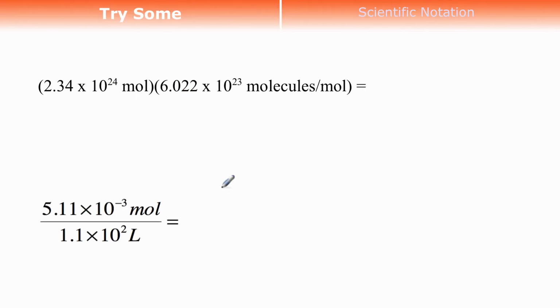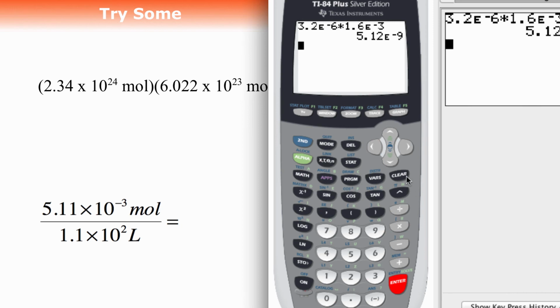Here's a couple of good questions. If I've got this many moles of something and I want to multiply by that, I could do that on my calculator. Here's another concentration kind of question. If I have this many moles in this many liters, it could give me a concentration. Let's do that one. So where's my calculator? Right there. So let me clear.